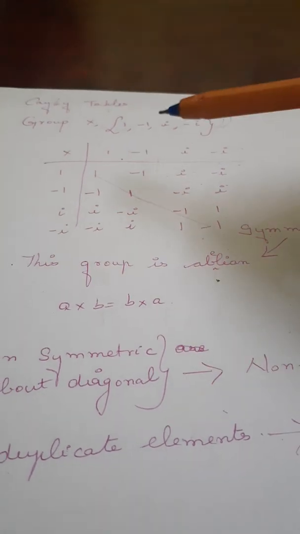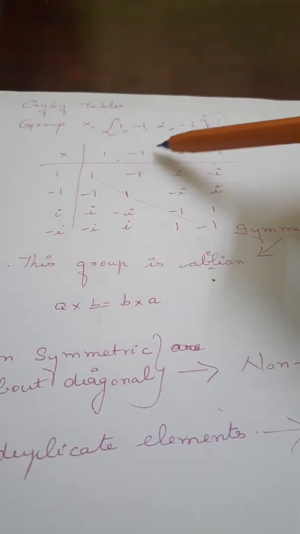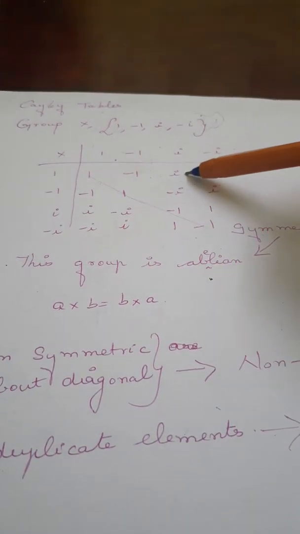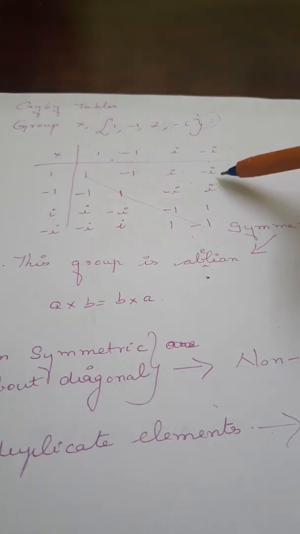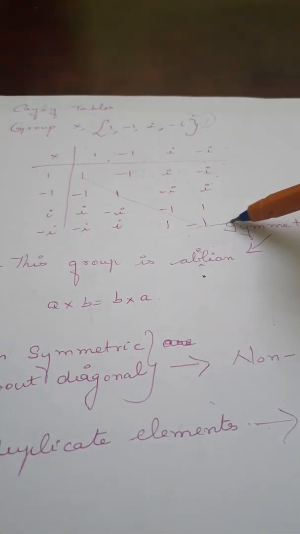So I'm going to multiply here. 1 into 1 is 1. 1 into minus 1 is minus 1. 1 into i is i. 1 into minus i is minus i. Let us take this last row.